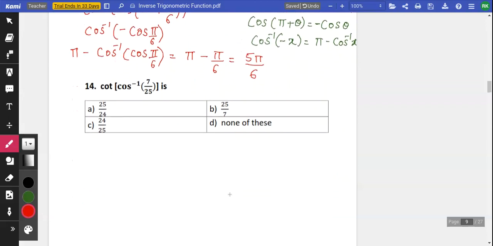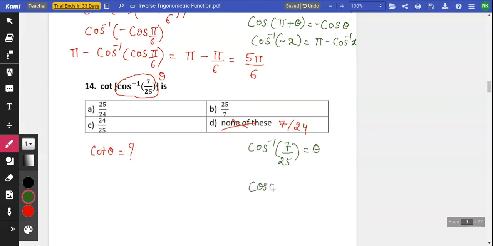In 14th question, cot of cos inverse 7 by 25. There is some correction. In place of option D, write 7 by 24. Suppose cos inverse 7 by 25 is theta. Basically, we have to find the value of cot theta. Cos inverse 7 by 25 is equal to theta. This term can be written as cos theta is equal to 7 by 25.